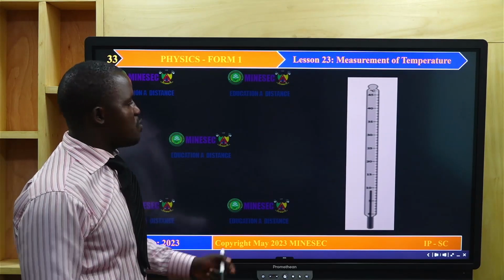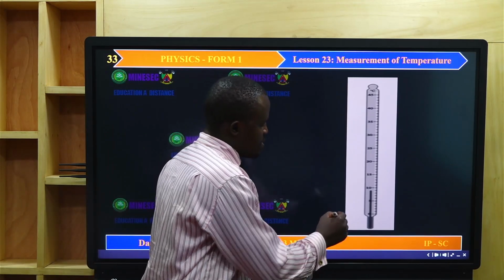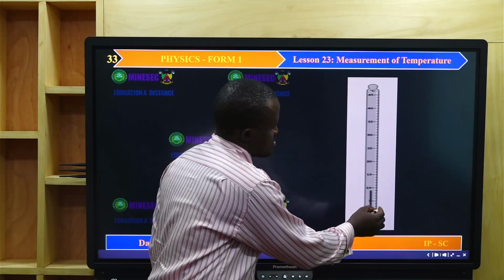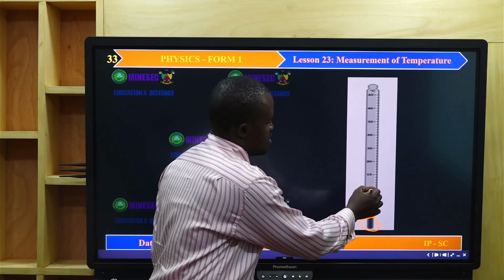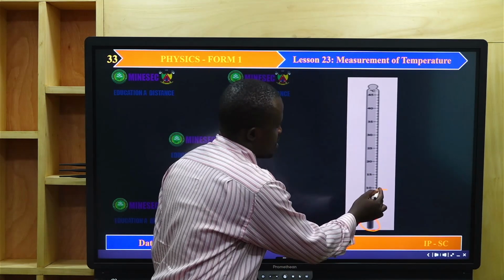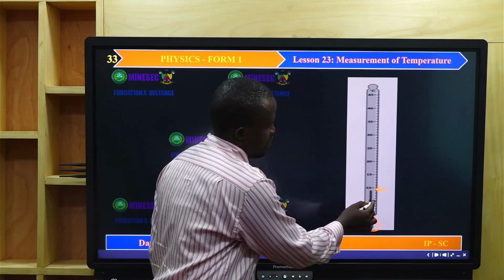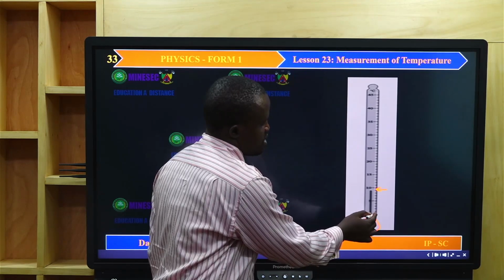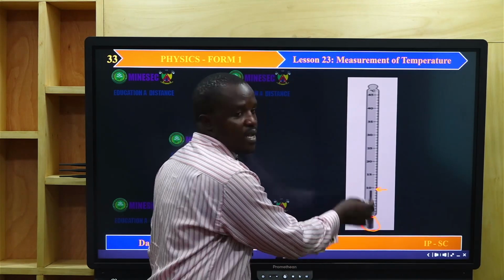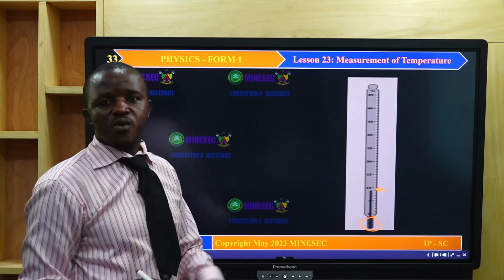If you can see very well, you will notice that there's a liquid reservoir here. And with any heating, the level goes up. And I can look here and see that we have 5, 6, 7, 8, 9, 10. Or that you have 0 and 10. And that there are 10 equal divisions between 0 and 10.